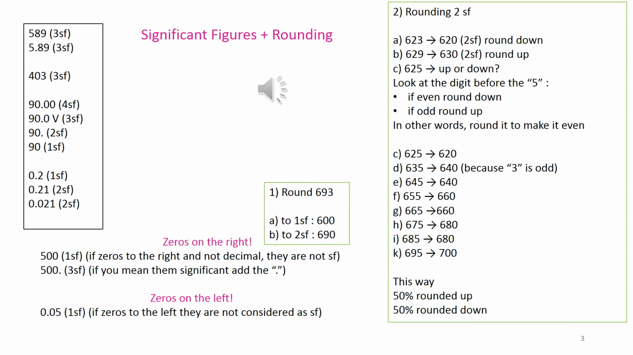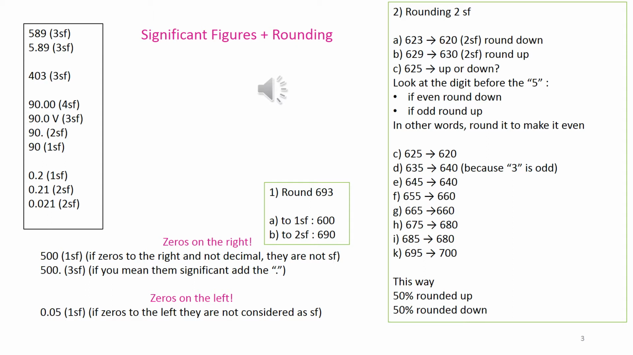Now, if it is 5, you should decide whether you are rounding up or down. Actually, we need to find a way to make 50% of the numbers having 5 rounded up and 50% of these numbers rounded down, to be fair with the 5. Is it considered as greater than 5 or less? Actually, we are confused. So what you should know is you look at the digit before the 5. If it is even, you round down. If it is odd, you round up.